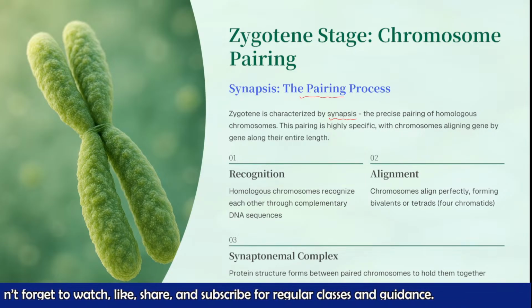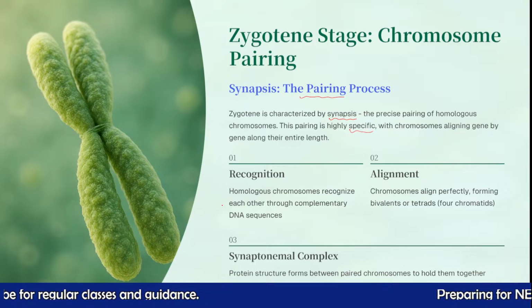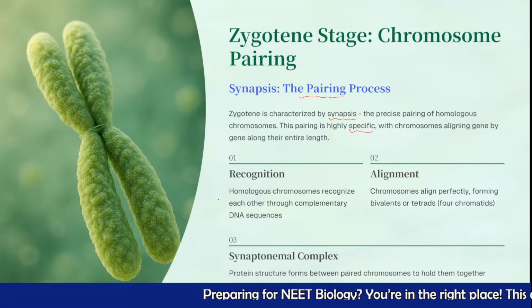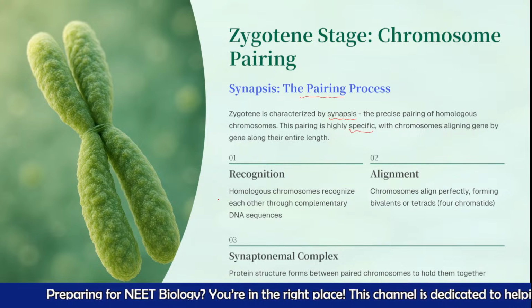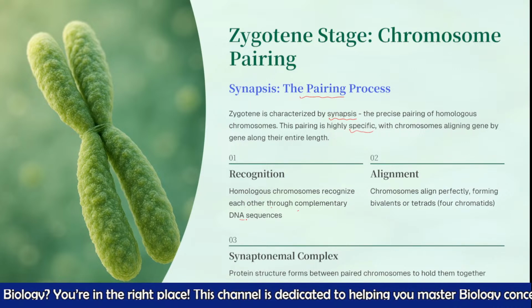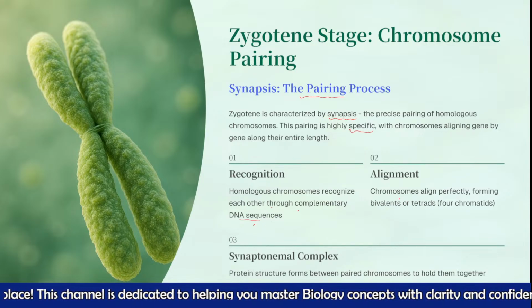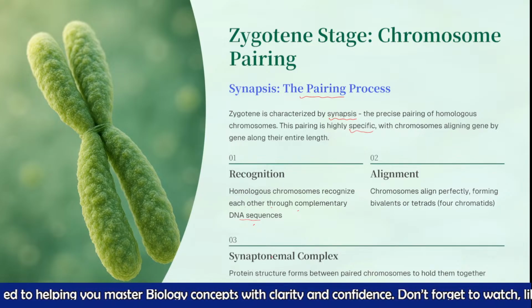And this pairing is highly specific. Only homologous chromosomes, having the same morphology and the same set of genes, will align together and pair. For that there are different steps. Very first they recognize each other through complementary DNA sequences. Then they align properly, arrange themselves, and then the pairing happens.